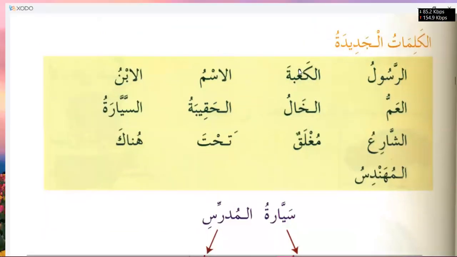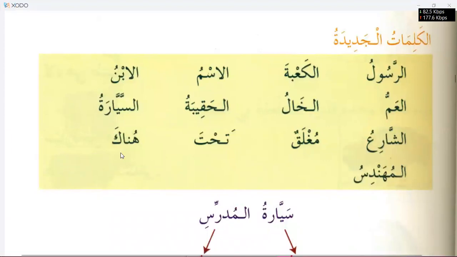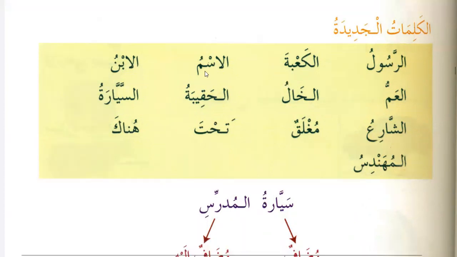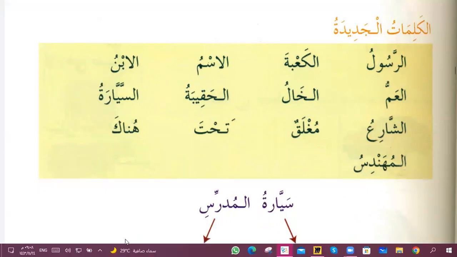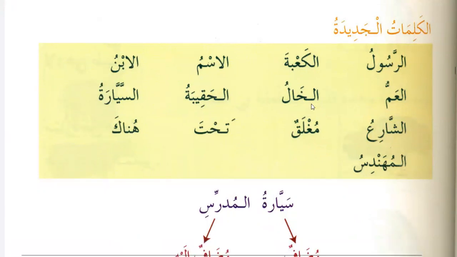Al-kalimatul jadida, the new words. Ar-Rasulu, the messenger. Al-Ka'batu, the Kaaba. Al-Ismu, the name. Al-Ibnu, the son. Al-Ammu, the paternal uncle. Al-Khalu, the maternal uncle. Al-Haqibatu, the bag. As-Sayyara, the car. Ash-Shari'u, the road. Mughlaq, closed. Tahta, under or beneath. Hunak, there.